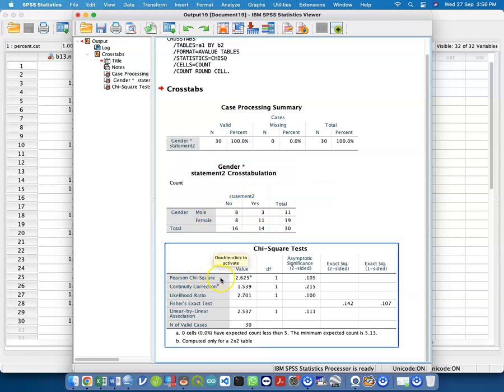So you can see over here, the value is 2.625 and you've got the A superscript over there. So you know already there is no violation because there is no cells with expected count less than 5. So therefore you can use the Pearson chi-square. So based on this, you got 0.105, which is more than alpha, there is no difference. Maksudnya tidak ada beza antara lelaki dan perempuan yang menjawab statement 2.